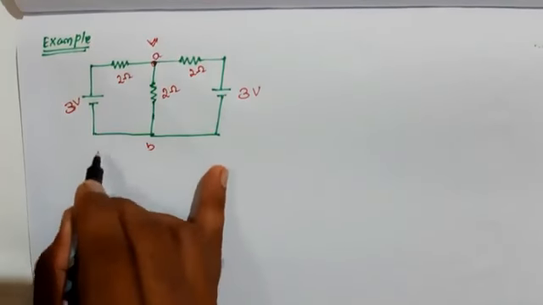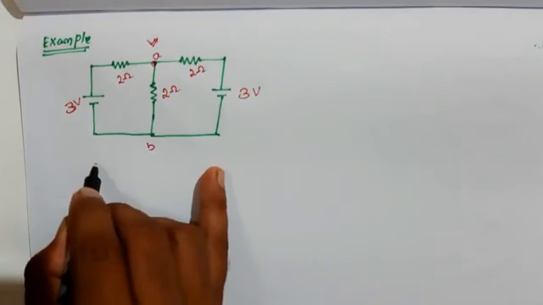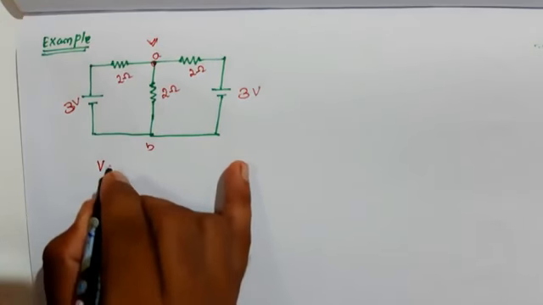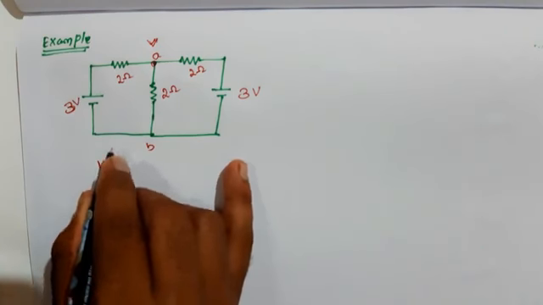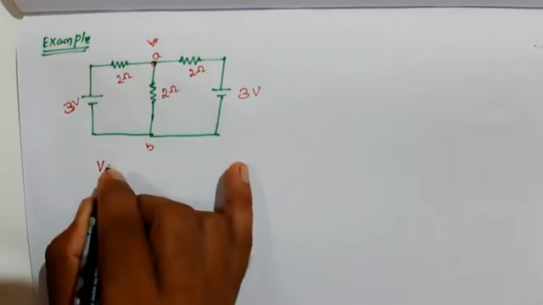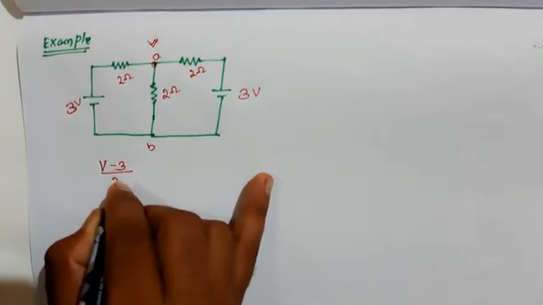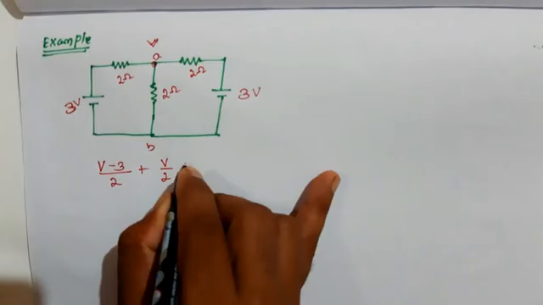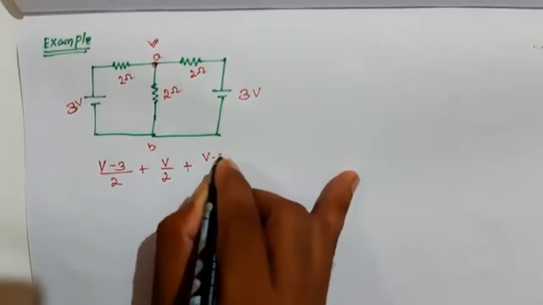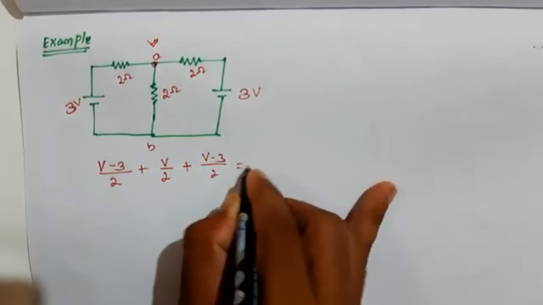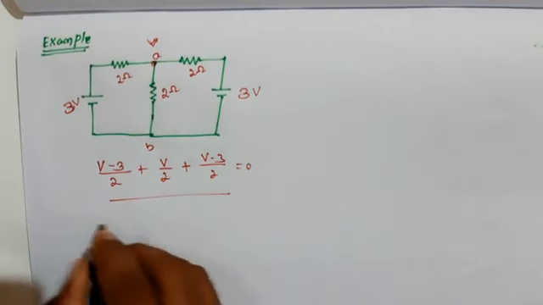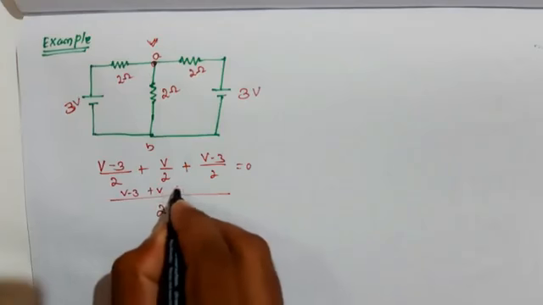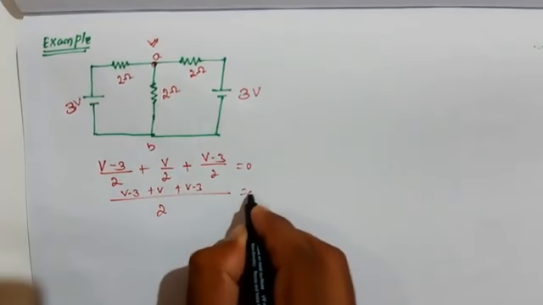Okay, in the nodal method, this is V. Apply KCL at node A, so that (V minus 3)/2 plus V/2 plus (V minus 3)/2 is equal to 0. Okay, then we find this is 2, this is minus V minus 3 plus V minus 3 is equal to 0.